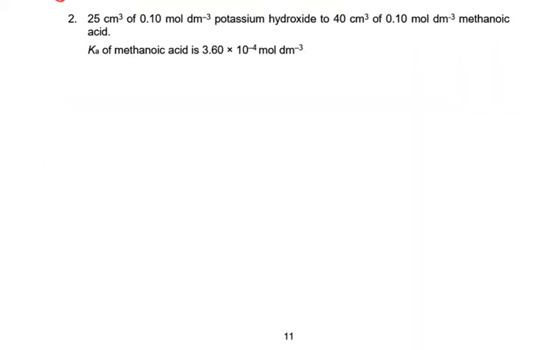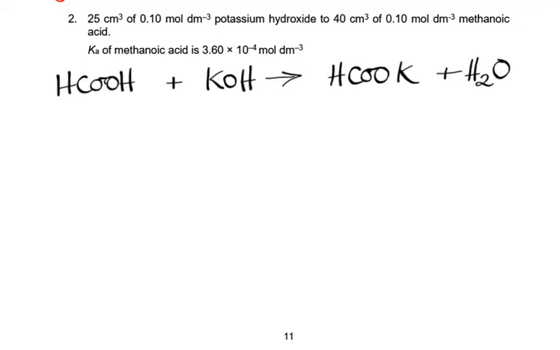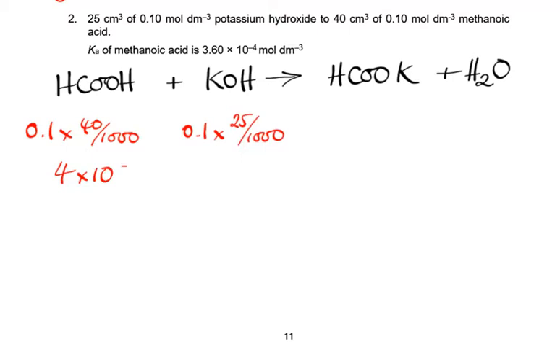Try writing the equation. So there's methanoic acid with potassium hydroxide, and we're making potassium methanoate as the salt. Let's have a look at the moles. So we've got 4 times 10 to the minus 3 moles of methanoic acid and 2.5 times 10 to the minus 3 moles of potassium hydroxide. Same as we did before.